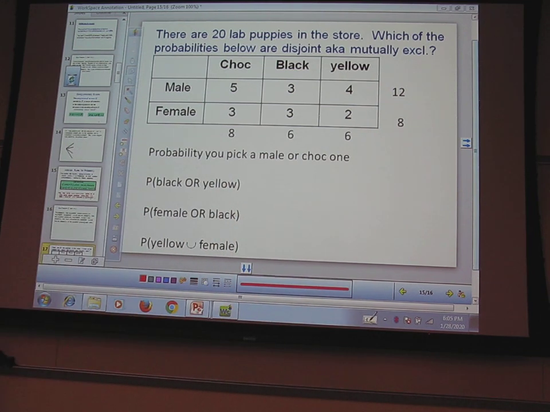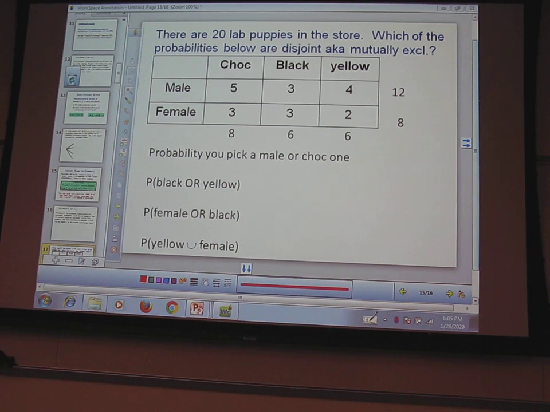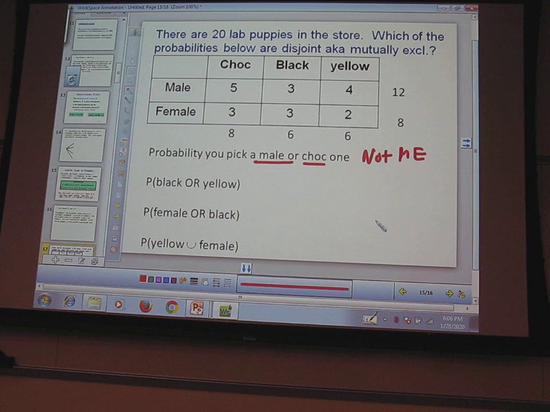So, male and chocolate. Can you be a male lab and a chocolate lab at the same time? Yes. So then you are not mutually exclusive. Do you see how that works? Not mutually exclusive. Mutually exclusive means you cannot be both. If you can be both, then you're not mutually exclusive.